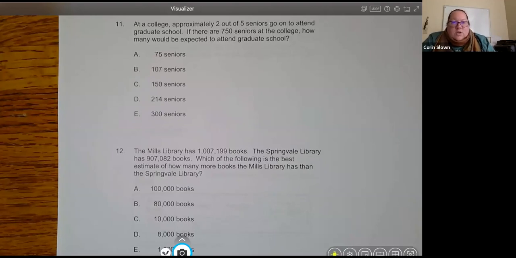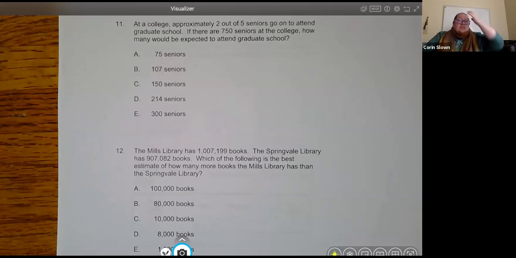And so we want to think about ways we can completely solve these problems so we understand the math behind it, but we also want to think about strategies that will help us be efficient as we're taking the test to make best use of time. So that's our goal, to do both of those things today. So let's take a look at number 11.